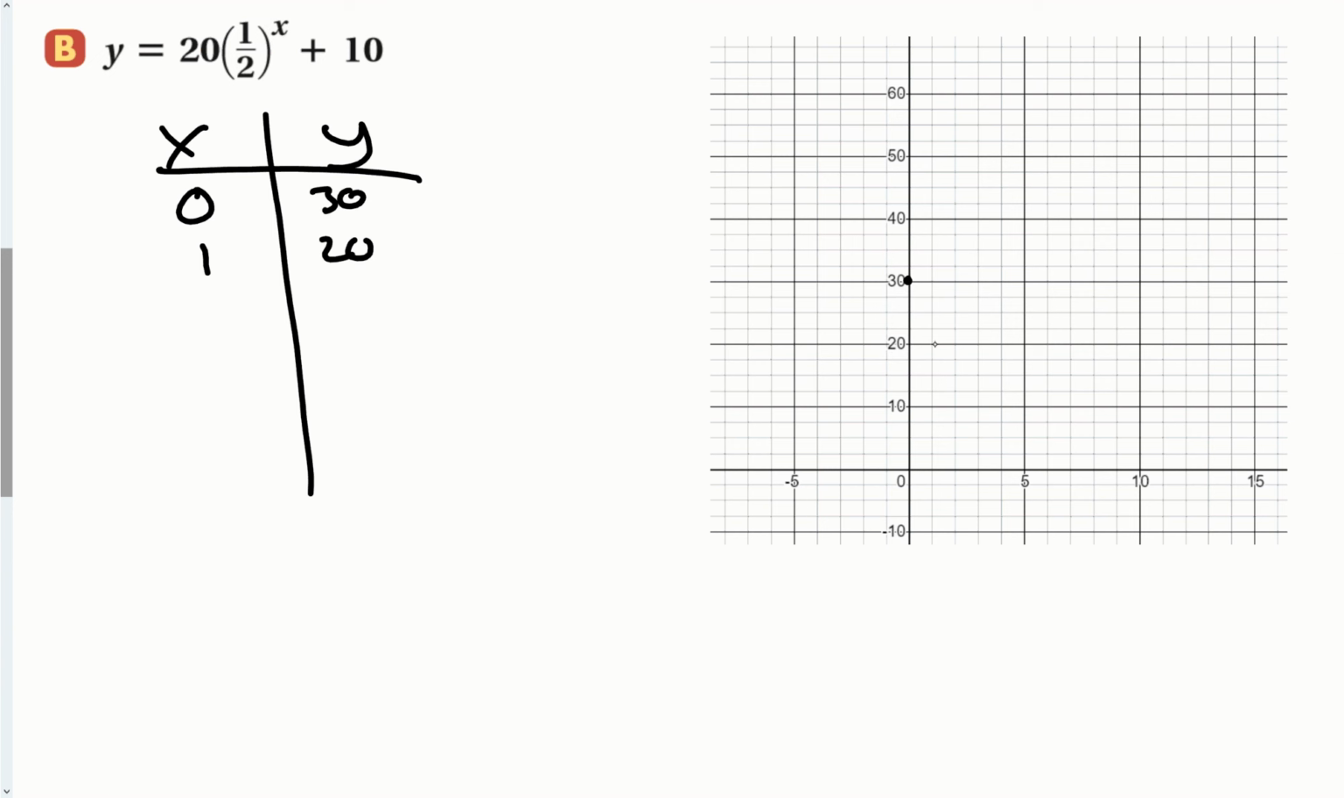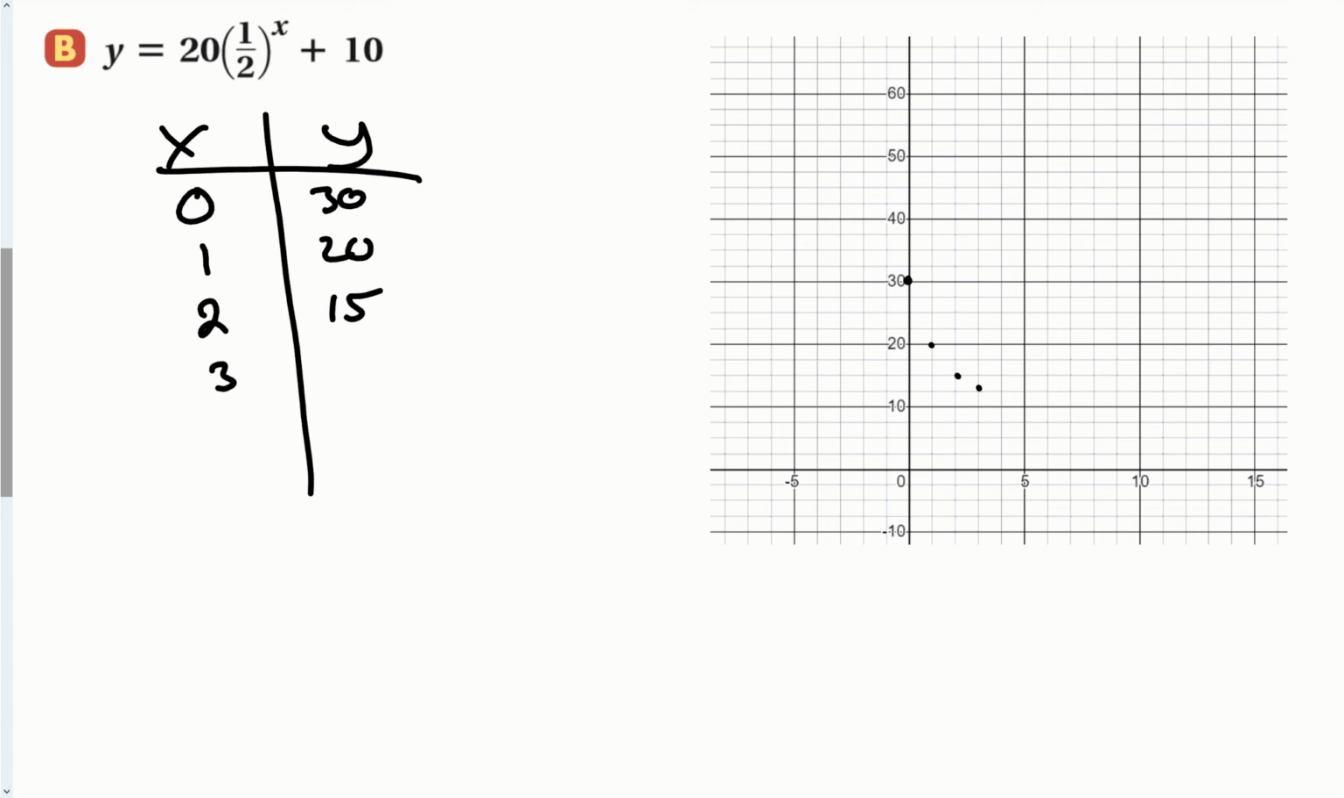And you can see this is going to dive down pretty fast. If I plug in 2, that's 1/4. That would be 5, so that's 15. Halfway. Good enough. Let's plug in 3. So now that's 1 over 8, which is 2.5. So we get 12.5. So this is going to be kind of hard to graph right there.